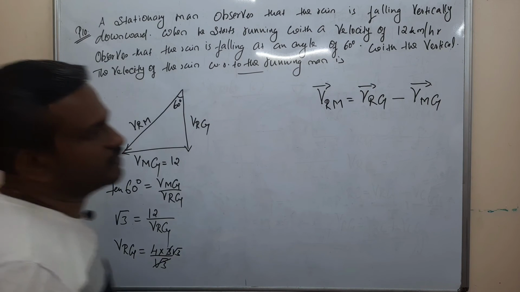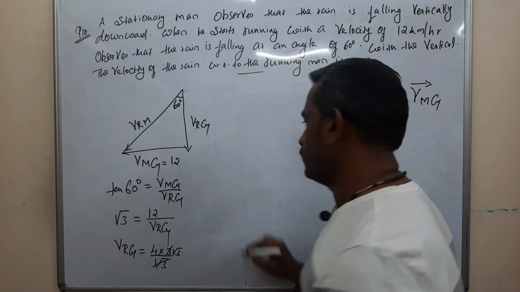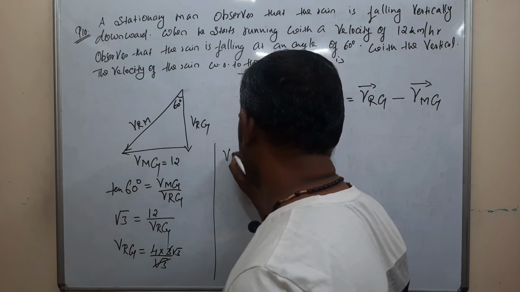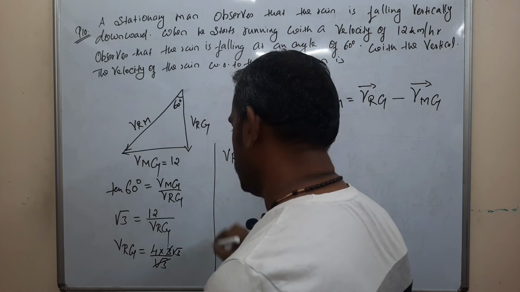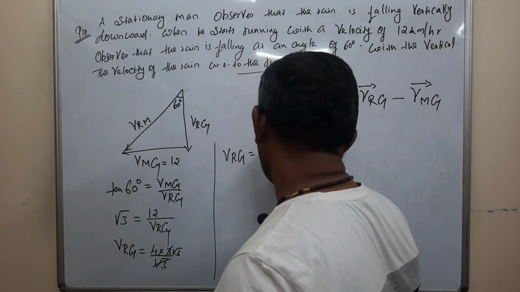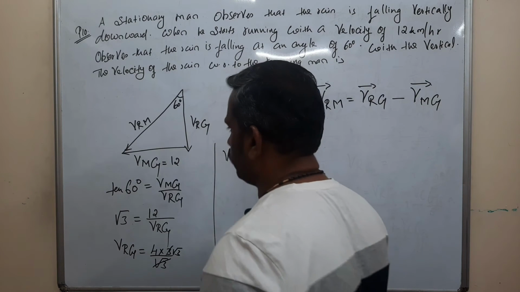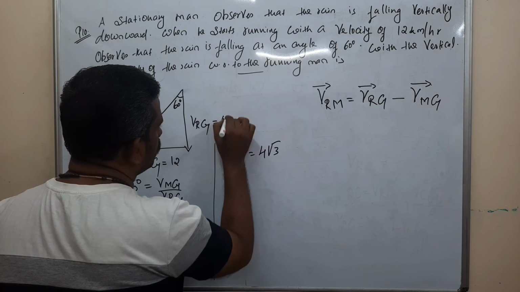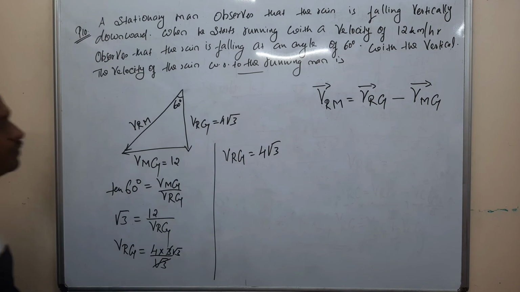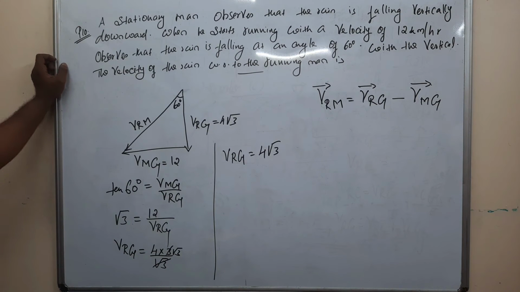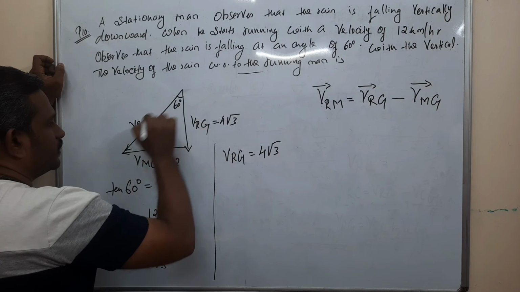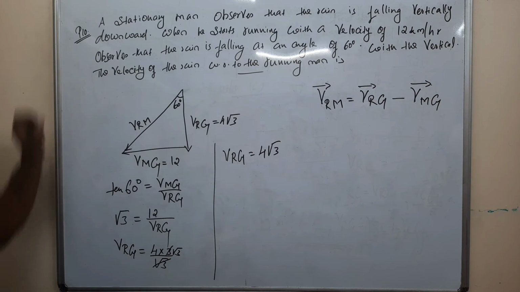So from this VRG is equal to 4 root 3. This value we are finding, that is equal to 4 root 3. What do we have to find? The velocity of the rain with respect to the running man. VRM we have to find.